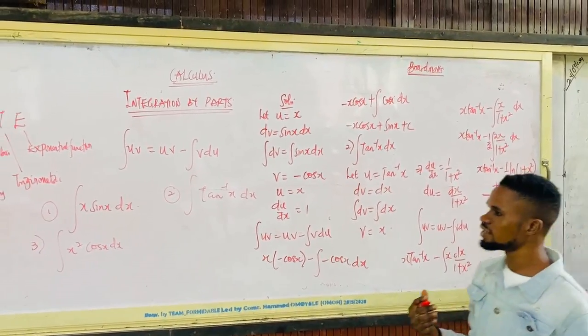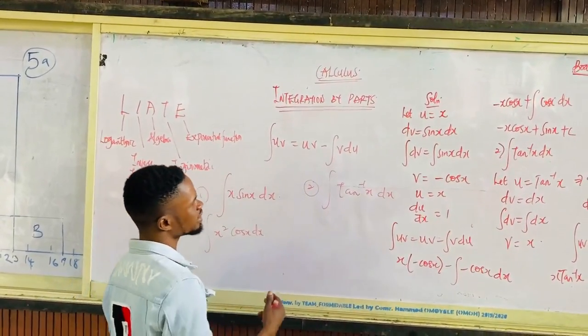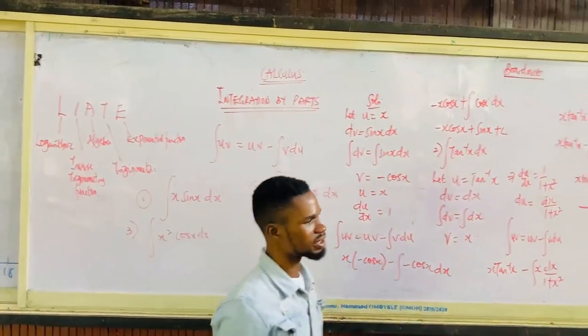So find the integral of x squared cos x dx using integration by parts and leave your answer in the comment section.